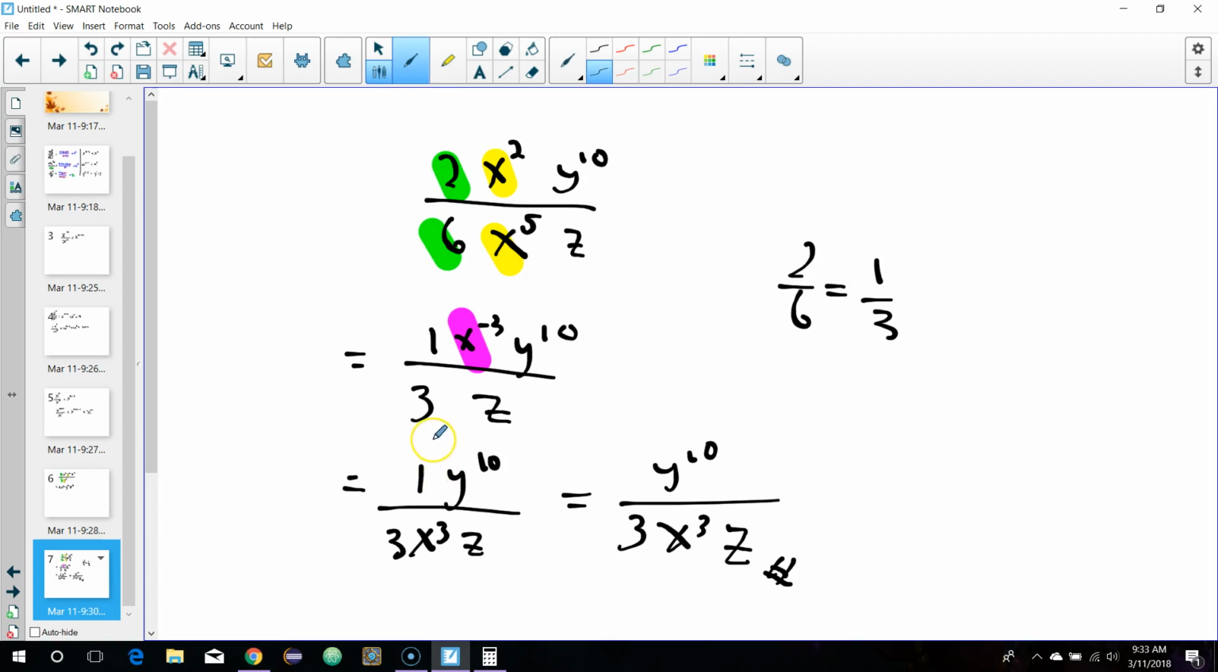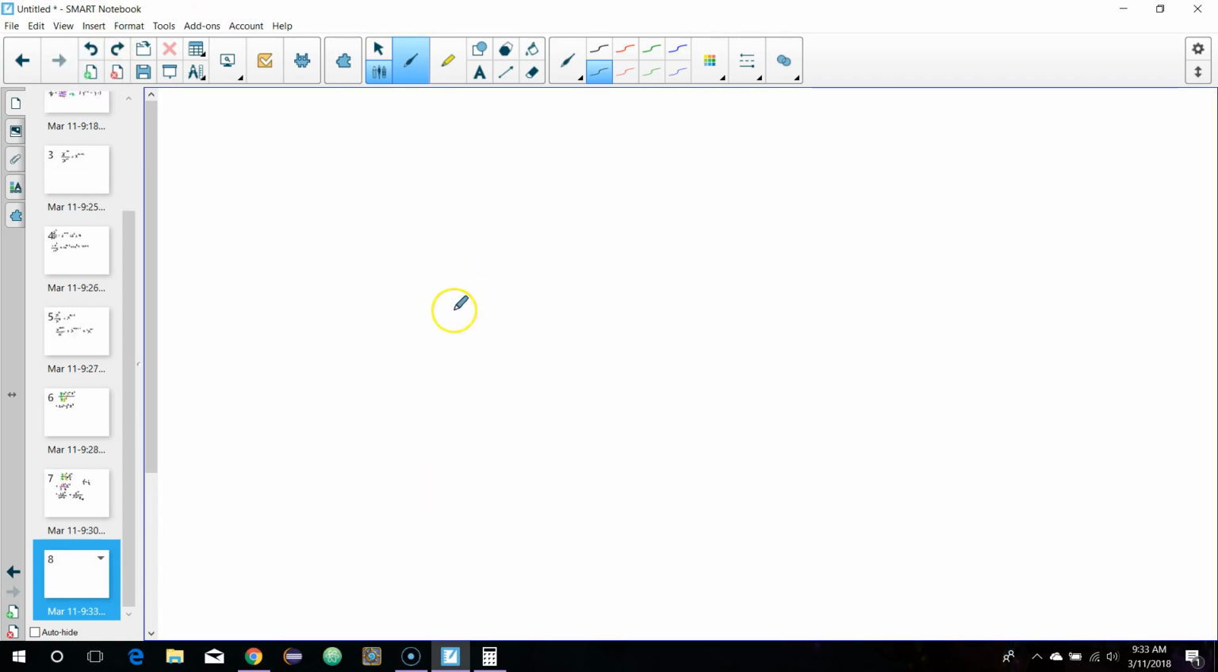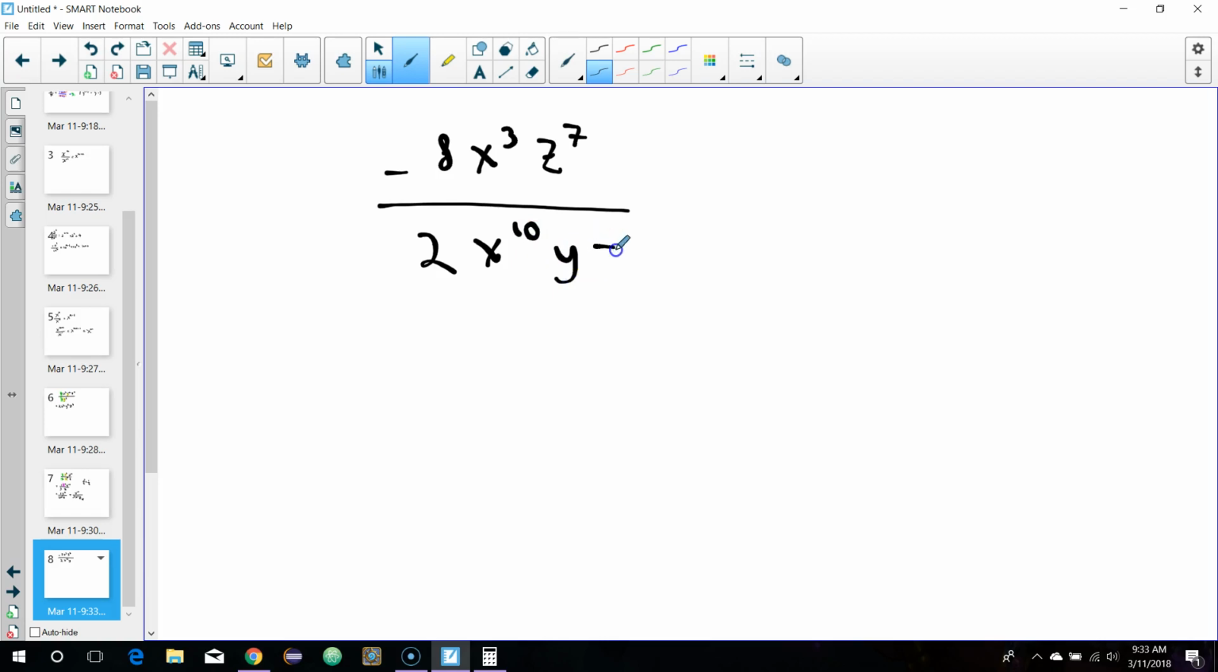I should give you one more example. Okay, I'll do one more example. So let's make this ultra difficult. We'll have a negative x, x to the power of 3, z to the power of 7, 2x to the power of, let's make it big, 10, yz.